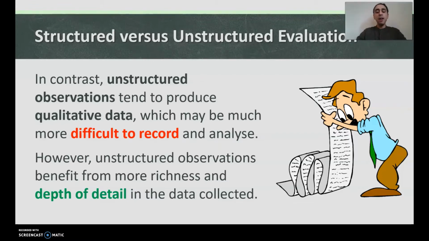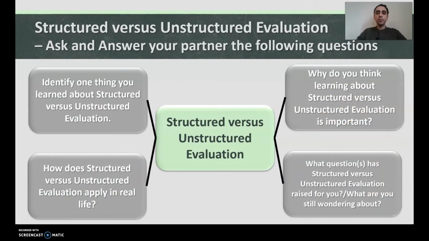However, unstructured observations benefit from more richness and depth of detail in the data collected. It's a lot more detail. I've got so many more details. So for example, an interview is an example of qualitative data, and I might write down everything I see in that interview and everything they talk about, and I'm going to have loads and loads of detail about a really small amount of people, maybe one or two people I might be interviewing. So it's high in detail. Depth of detail is good, and that is a strength. Okay, so we had a look at one strength and one weakness of each of structured and unstructured observations.